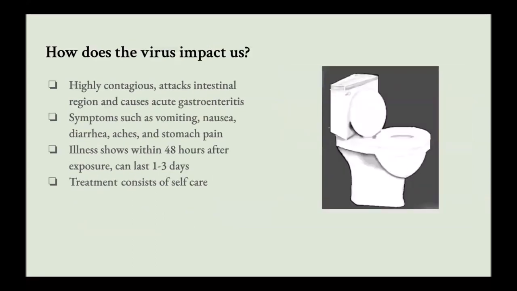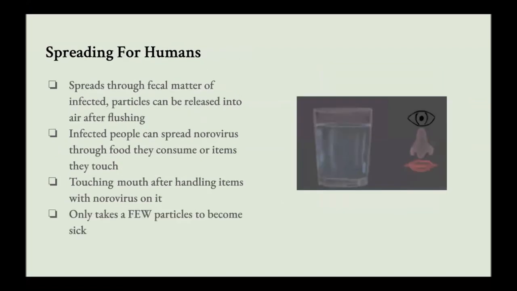Norovirus is known to attack the intestinal region and cause acute gastroenteritis. This infection can lead to symptoms such as vomiting, nausea, diarrhea, and various aches. These symptoms tend to show within 48 hours of exposure and can last 1 to 3 days overall. Since this is a viral infection, antibiotics are useless, which means treatment consists mostly of self-care.